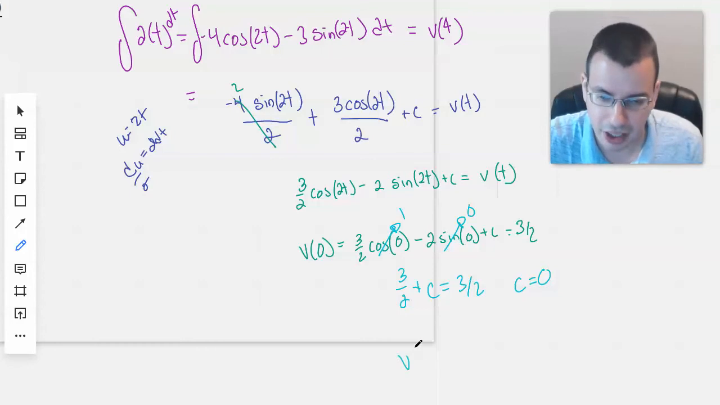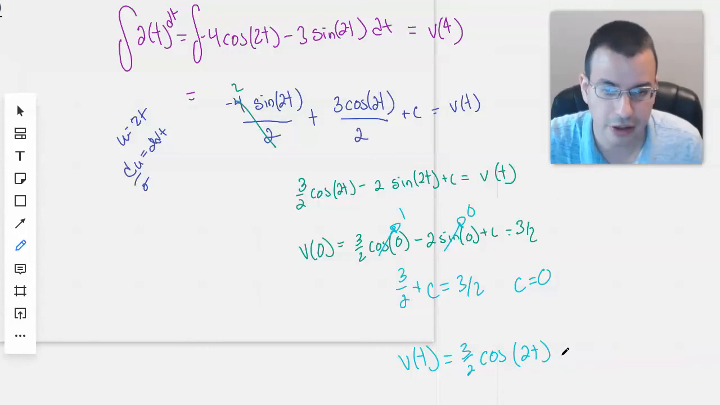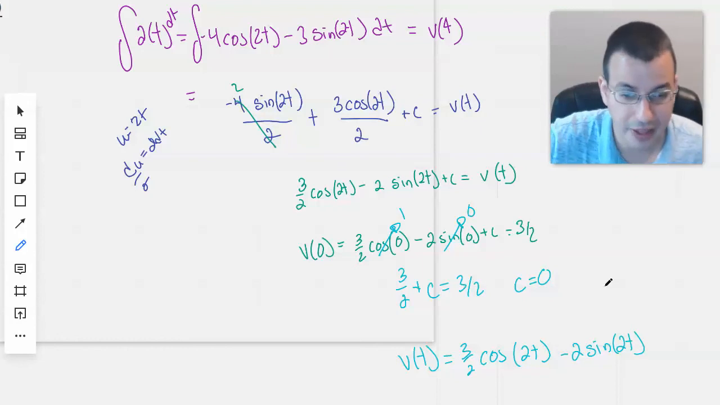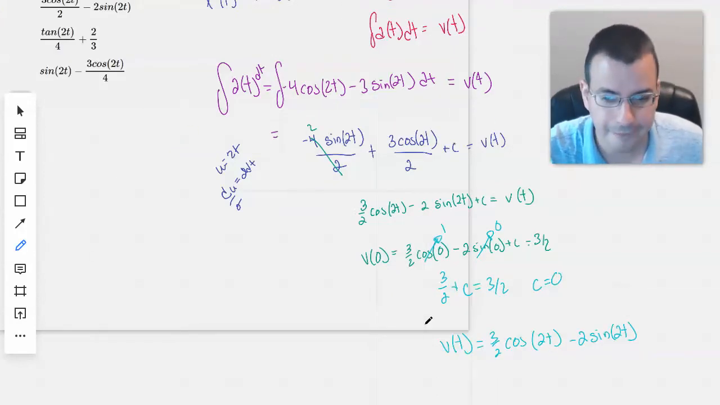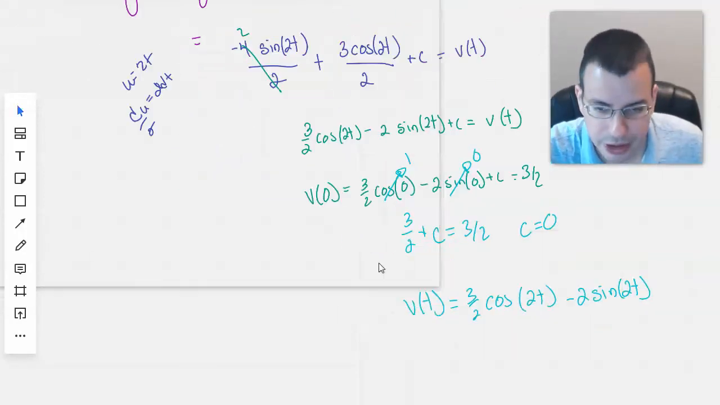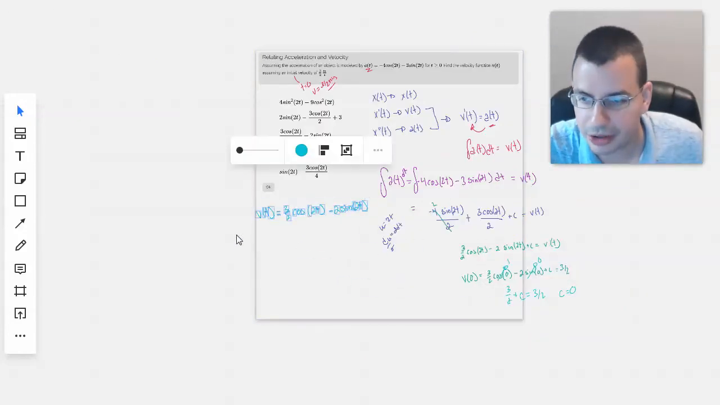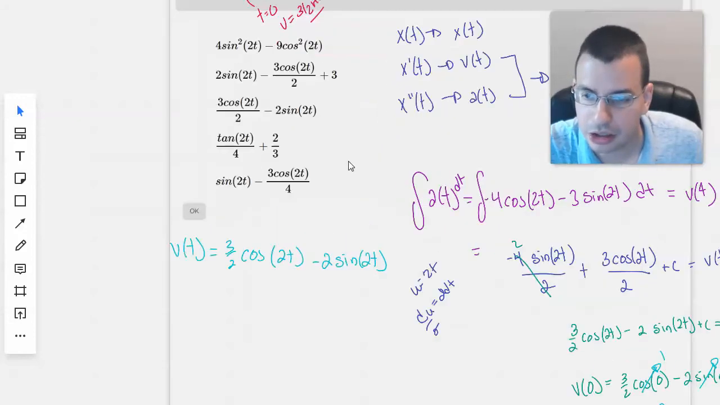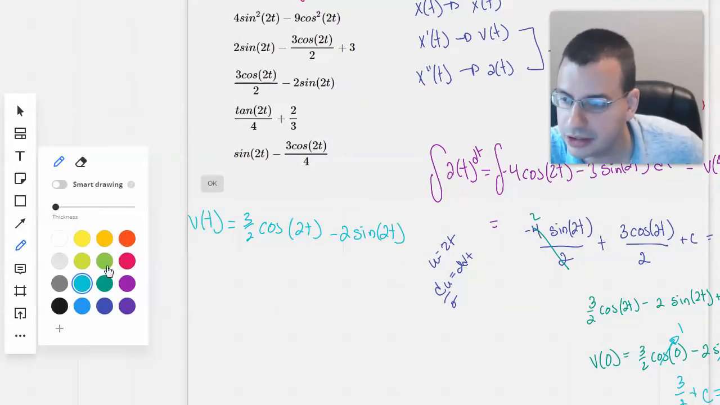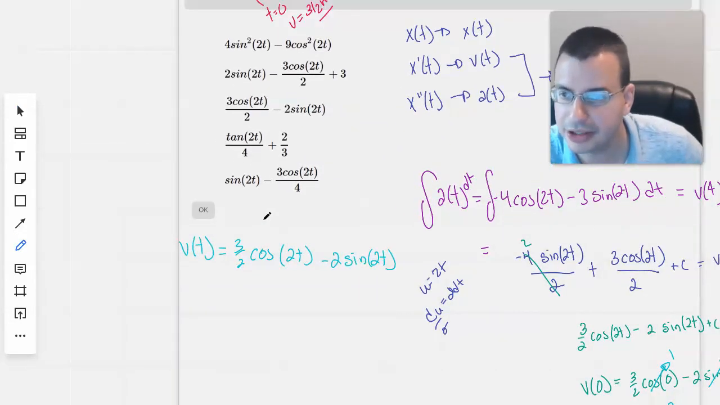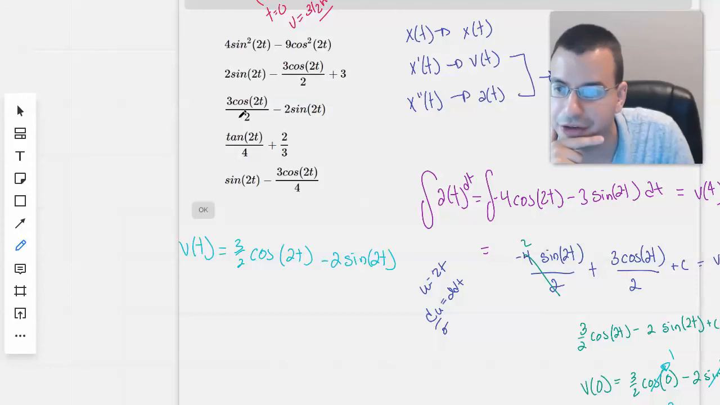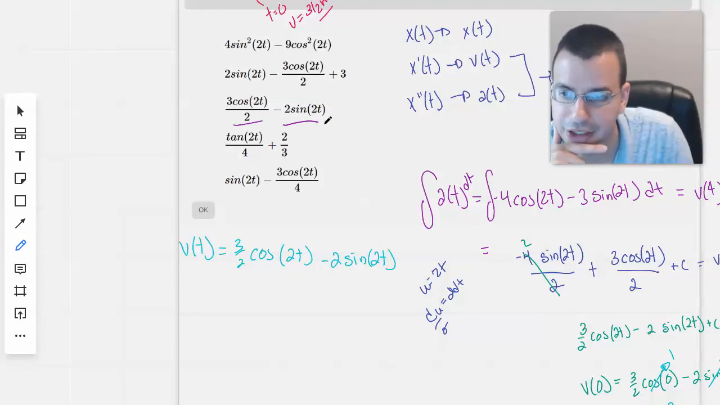So then, velocity with respect to time will equal 3/2 cosine of 2t minus 2 sine of 2t. And that should be our final answer. Let's highlight this, bring it over, straighten it out slightly, zoom in, and get something purple. Nice. So 3/2 cosine of 2t right there, negative 2 sine of 2t right there.